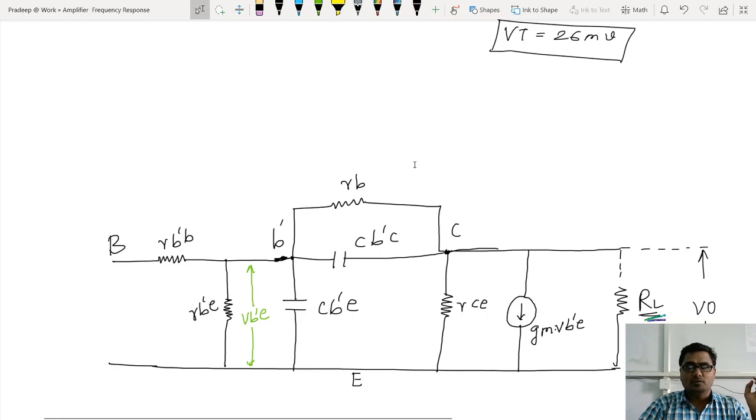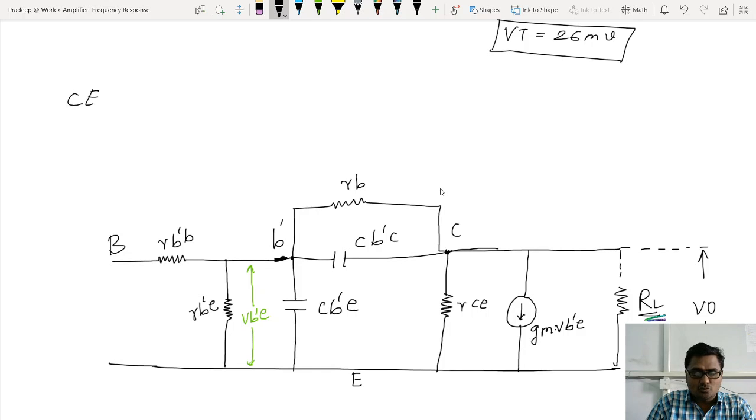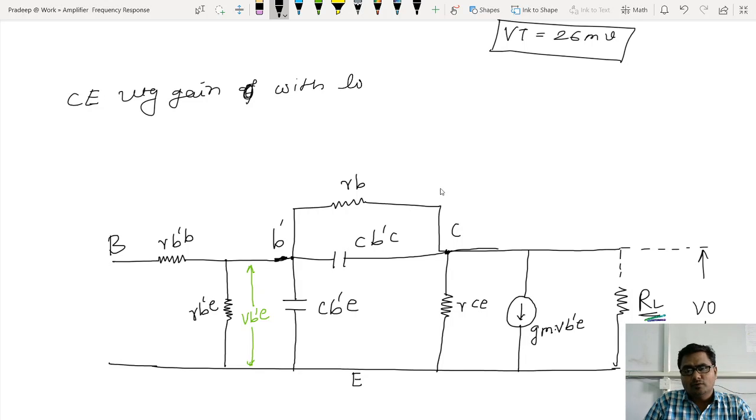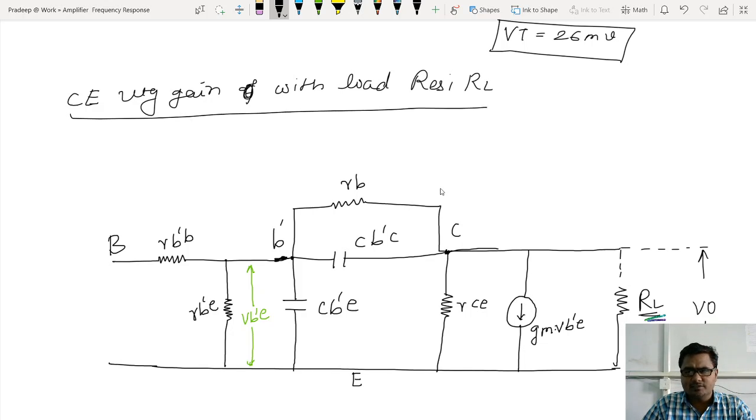Now, what is my aim? My aim is to calculate voltage gain for that pi module. And the title that is mentioned in your syllabus is CE, that is common emitter voltage gain with load resistor, RL. Yes, actually this is the exact line which is mentioned in your syllabus.